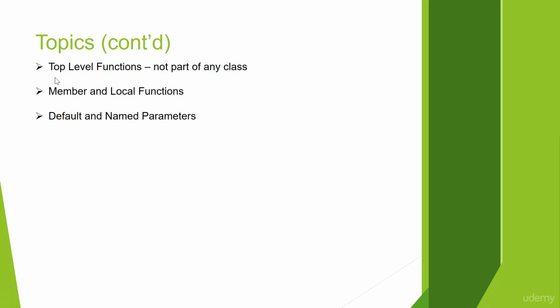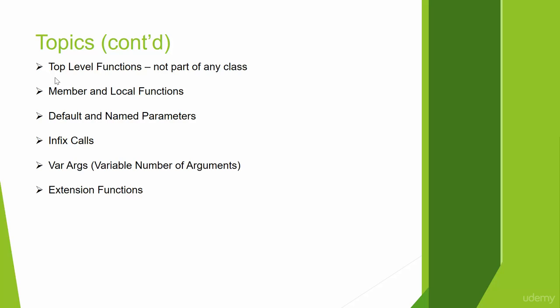Member and local functions. Default named parameters, a nice technique that will make code more readable. And default parameters can also reduce overloading. Infix calls. Variable number of arguments, similar to Java, but uses a keyword. Extension functions, a great feature of the Kotlin programming language where you can add new functionality to existing classes that you don't even have the source code for.